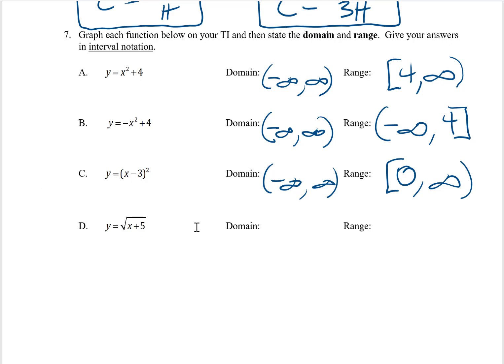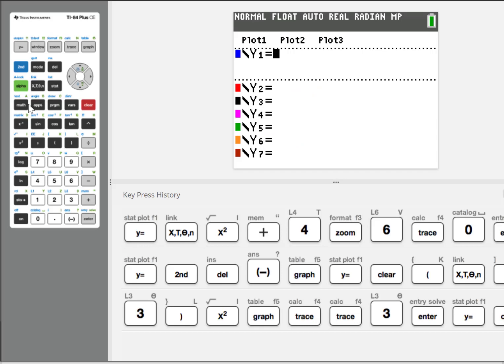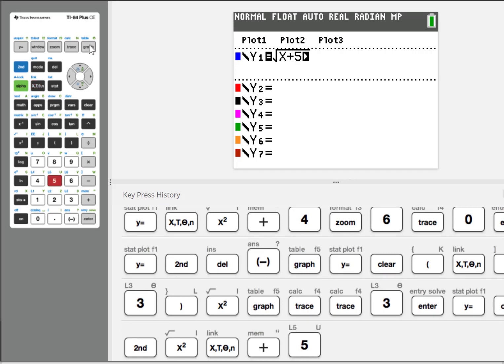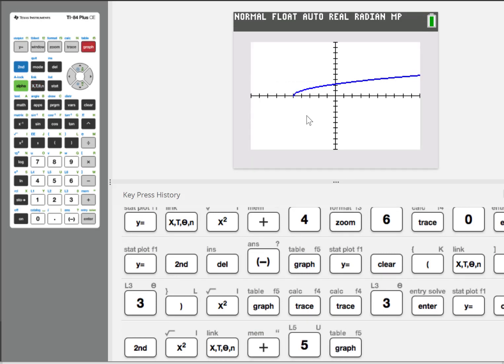Final example, y equals the square root of x plus 5. So we'll get that into the calculator. Let's see, square root is right here, and inside it, I want x plus 5. Here's the graph. This is pretty typical for a square root function. This is the first time where the domain is not all real numbers. You can see that there's some x's over here that cannot be used. That's not surprising because you can't take the square root of a negative number, right? There's only certain numbers you can stick in there.